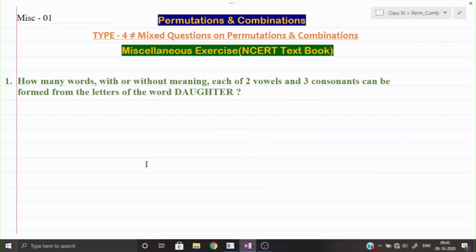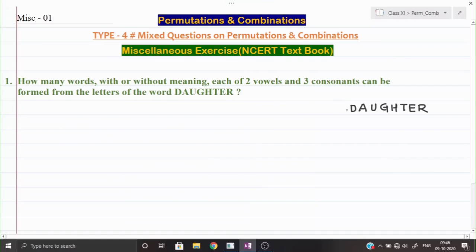How many words with or without meaning, each of 2 vowels and 3 consonants, can be formed from the letters of the word daughter? See what is happening actually. I will first show you roughly this mechanism, what is happening in the question, then accordingly we can solve it. First of all, observe we have been given one word, daughter. Now one thing is very clear, in the word daughter no letter is repeating. You can check. D-A-U-G-H-T-E-R. No letter is repeating over here.